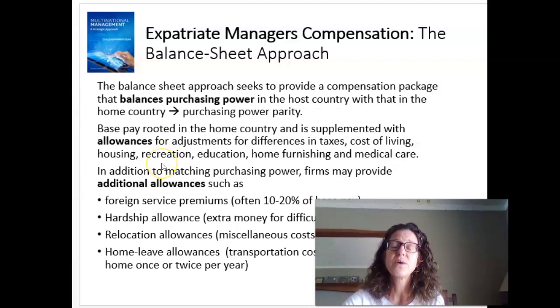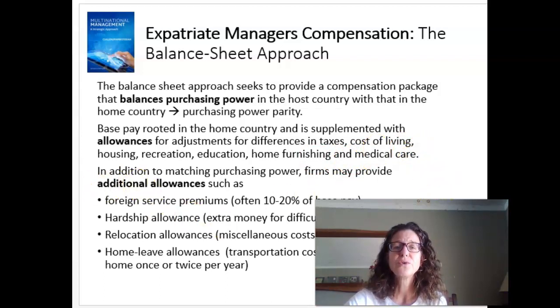Often there is also an allowance for recreation or membership in clubs if this is considered relevant to the location. Education allowance, as I mentioned earlier, and home furnishing, which very often covers either the relocation of personal goods from the home country to the host country or purchasing new furnishings in the host country. And medical care, which I just explained.